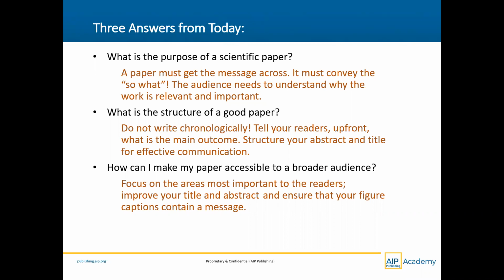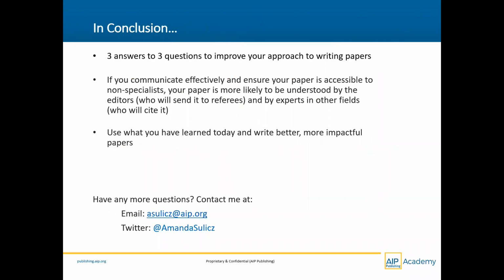And the last question, how do I make my paper accessible to a broader audience? Focus on the areas that are most important to the readers, improve your title and abstract, and ensure that your figure captions contain a message. So in conclusion, we have 3 answers to 3 questions which can help improve your approach to writing papers. If you communicate effectively and ensure your paper is accessible to non-specialists, your paper is more likely to be understood by the editors, who are the ones who will send it out to referees, and by the experts in other fields, the people who will cite it. And you can use what you've learned today to help write better, more impactful papers.